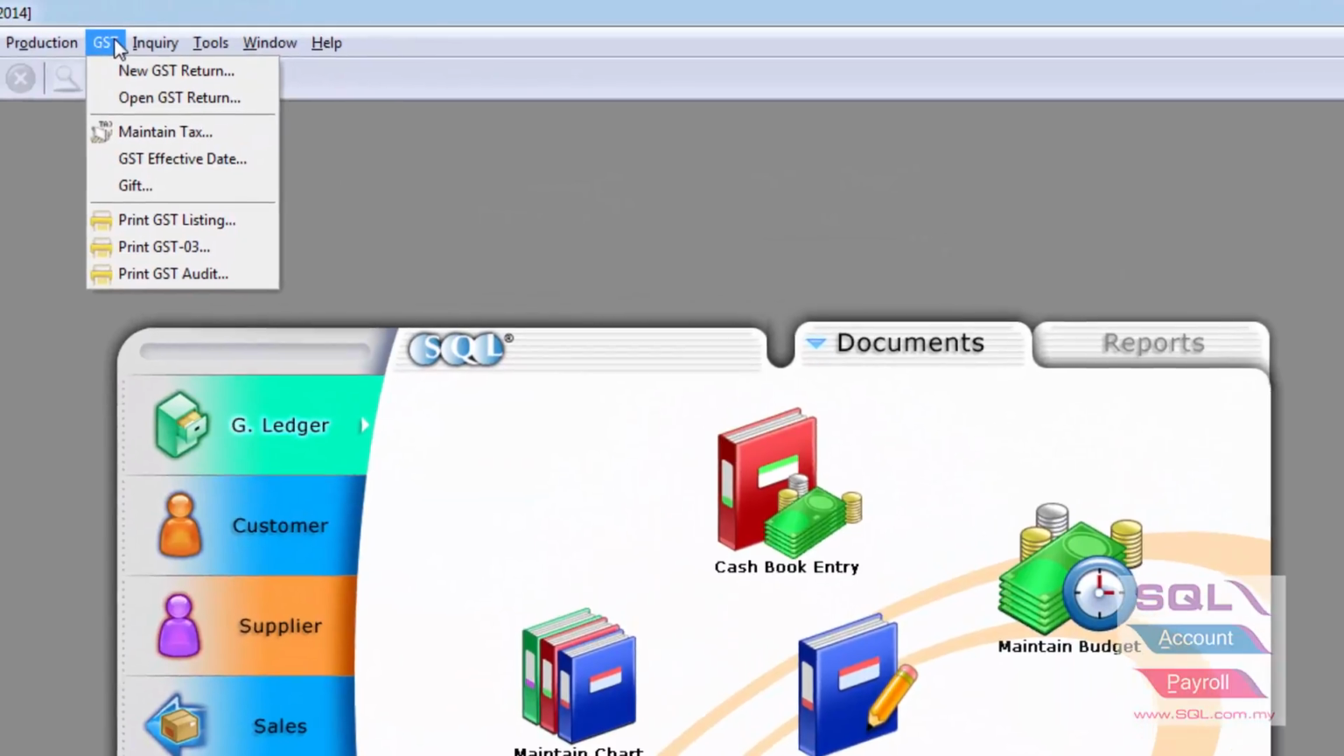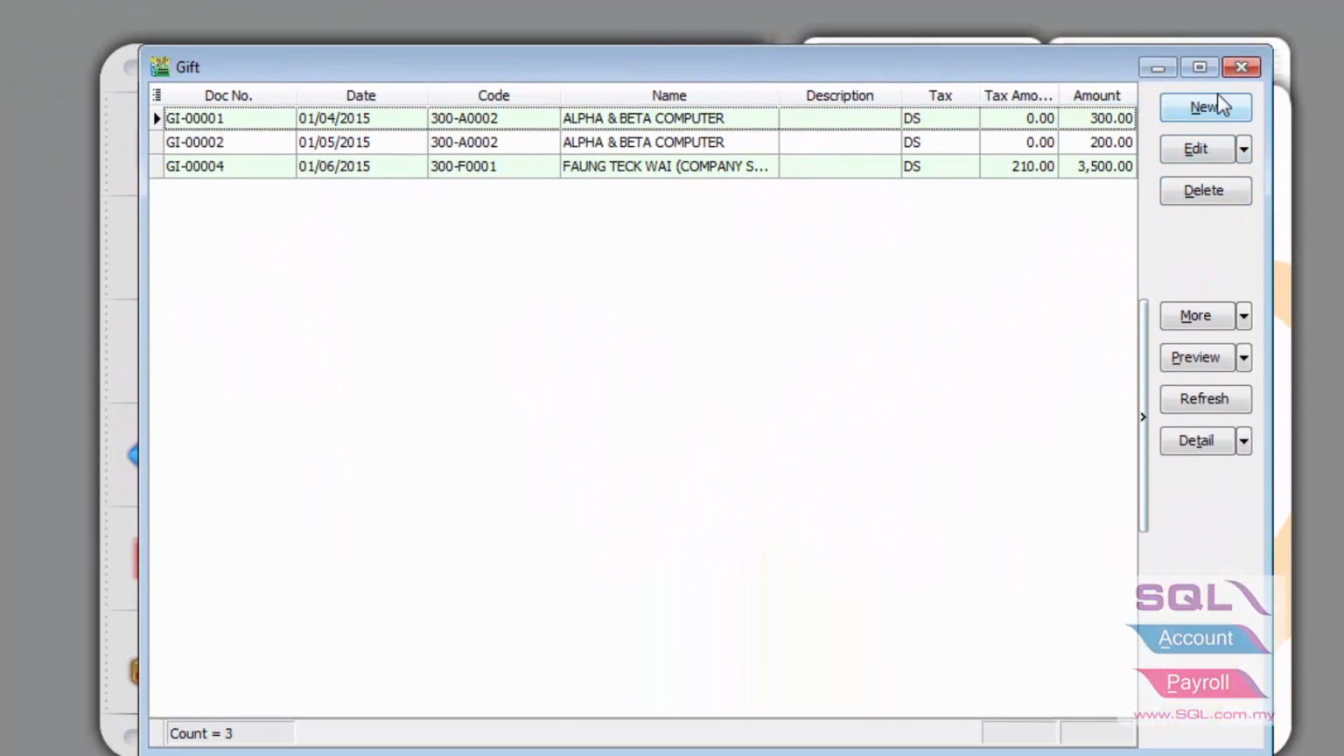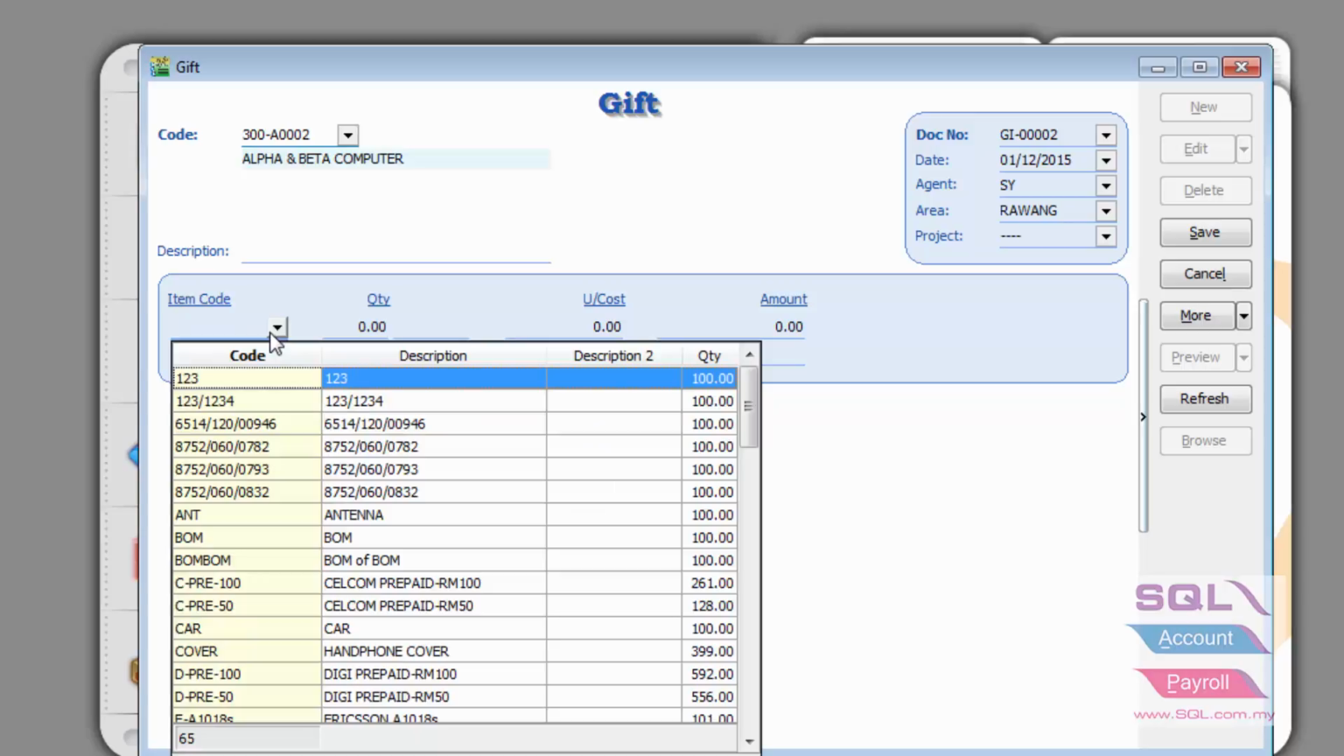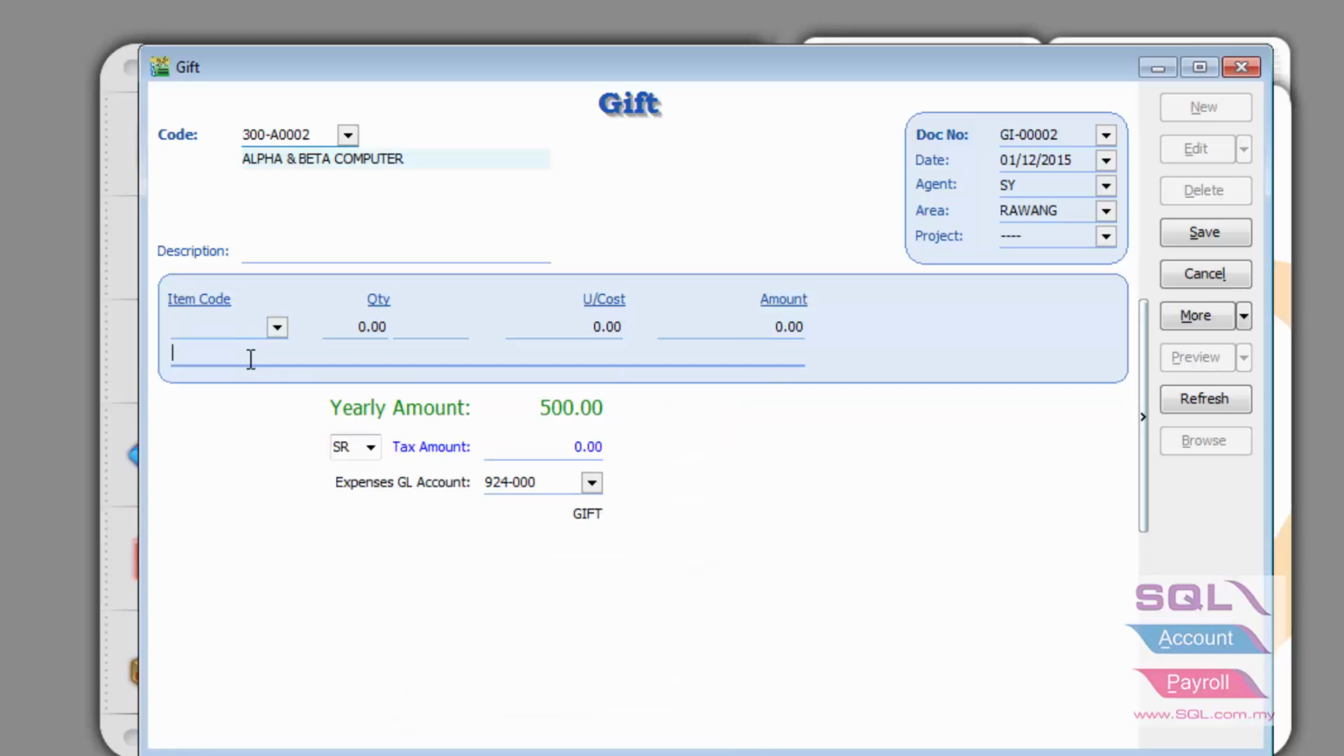You just need to go to GST-Gift and you will see some sample transactions here already. In this case, I'll select back the same customer. I can give an item that is within my own internal stock, or of course I can give a hamper that is not part of my stock as well.